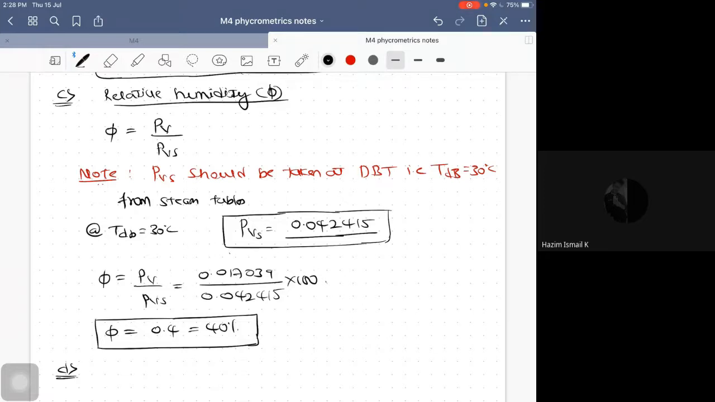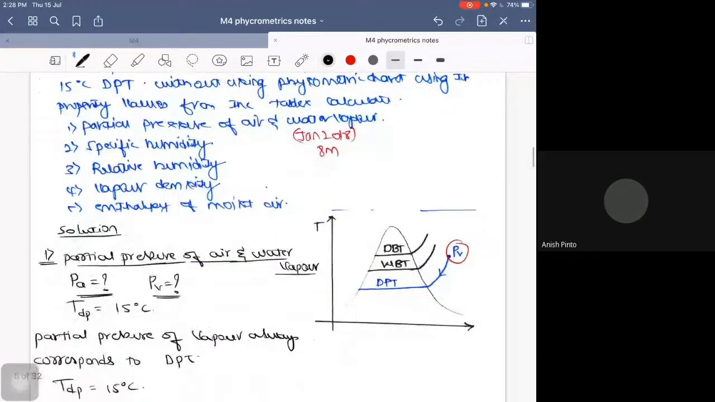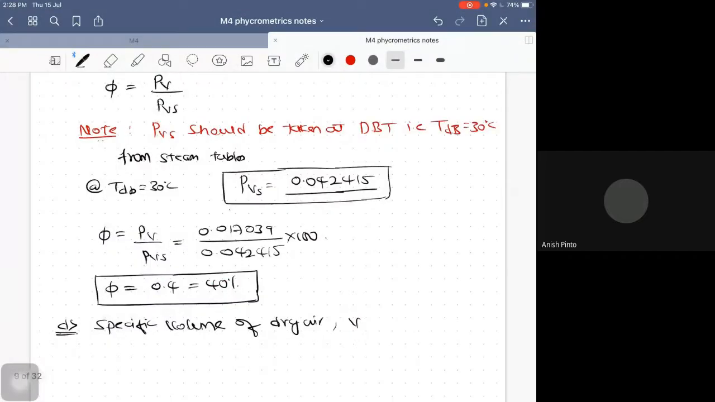Inform me when you are ready. Ready? Okay, fine. So in the next bit, you have to calculate the specific volume of dry air, and vapor density is asked. That's why you have to calculate specific volume. We'll see how to do this.